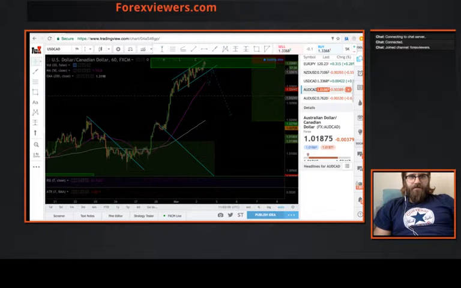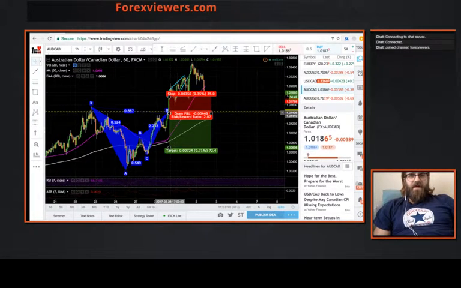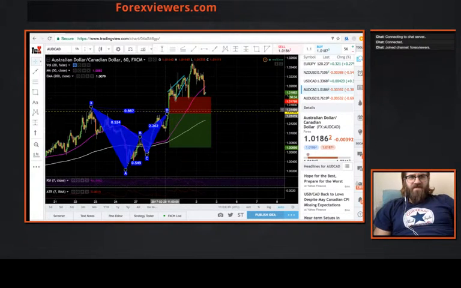Yep. No, I'm remembering. Here's where we got the loss on the bat pattern, not on the euro yen. I'm sorry. I probably missed the entry on the euro yen bat as well, but this one I remember. I took this one. This is where we got the loss on the bat this week. Or was it last week? No, this week.